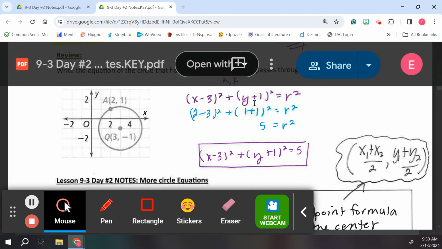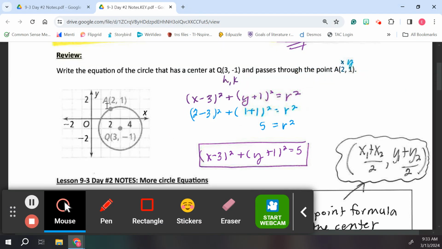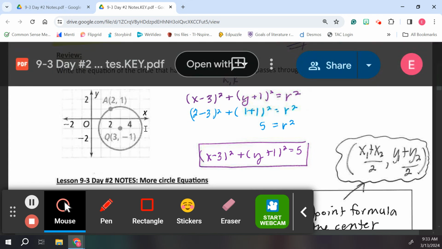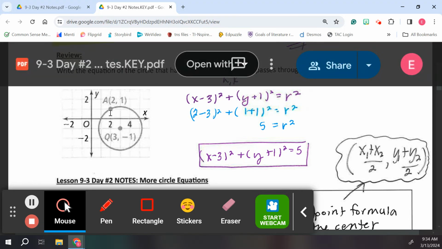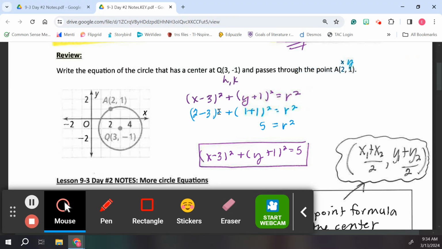Now, again, remember, there are multiple ways of finding what the radius is. You could use the distance formula. You can use the Pythagorean theorem. We all learned about that yesterday, right? So in our original equation, h is 3 and k is -1. We substitute those into the circle equation, and we substitute in these points. That gives us r squared is 5, so there is our equation.